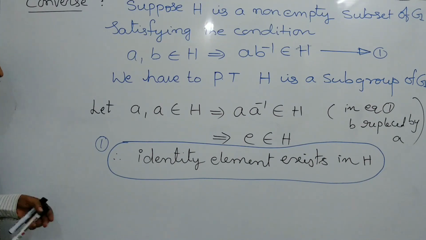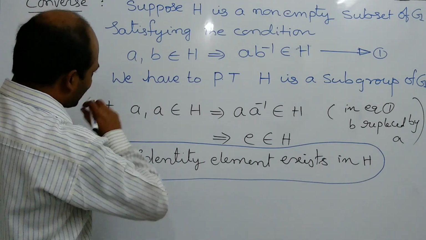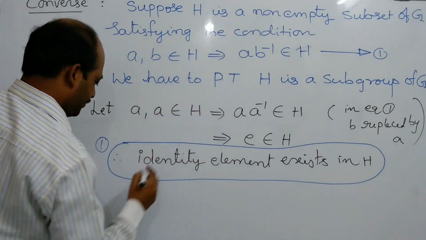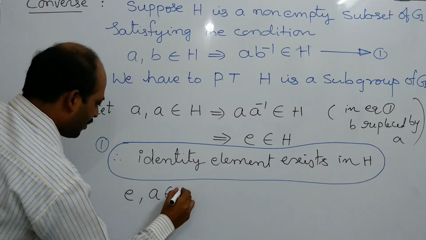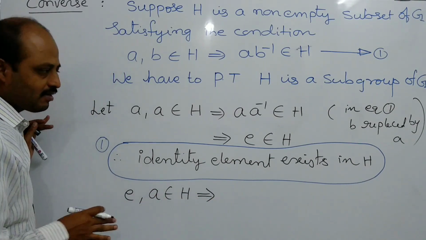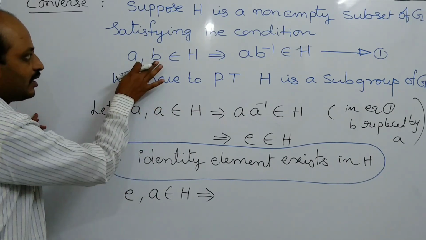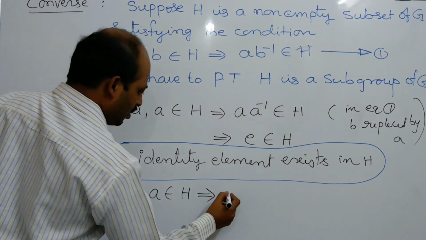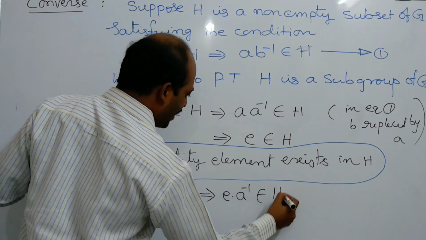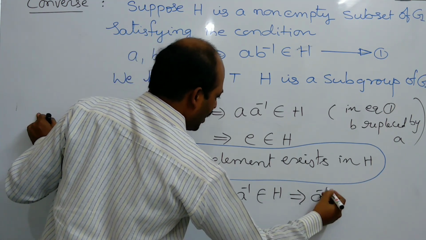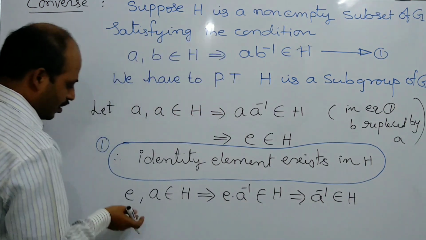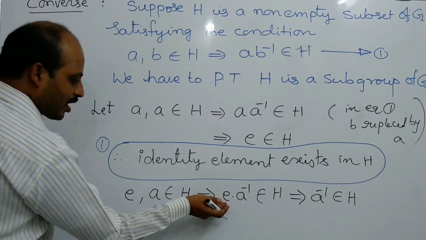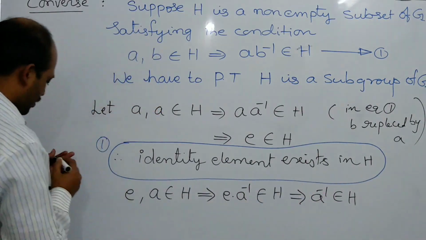Now using equation number 1, let us take, instead of A, write identity element E, and instead of B write A. E, A belongs to H. I repeat, A replaced by identity element, B replaced by A implies, as we apply the same equation number 1, E into A inverse belongs to H. What does it mean? A inverse belongs to H, because E into A inverse is equal to A inverse.